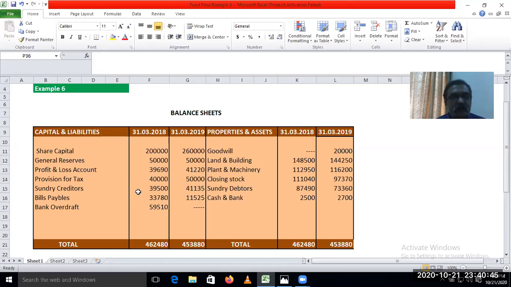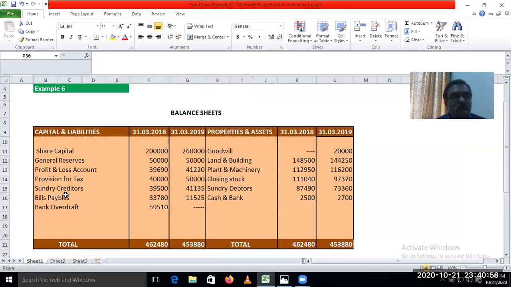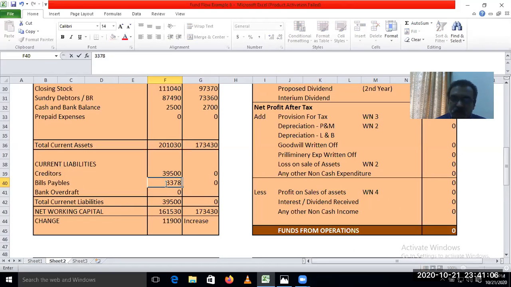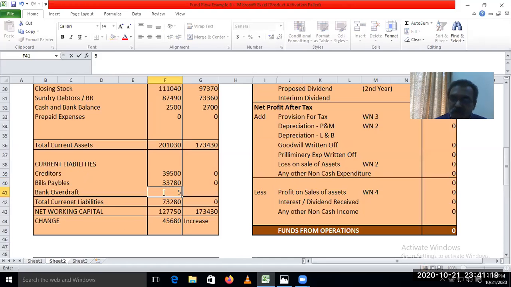Starting with the sundry creditors, first year, that is the 31st March 2018, creditors 39,500. Bills payable 33,780. Next is bank overdraft. You can check out bank overdraft, first year only, 59,510.